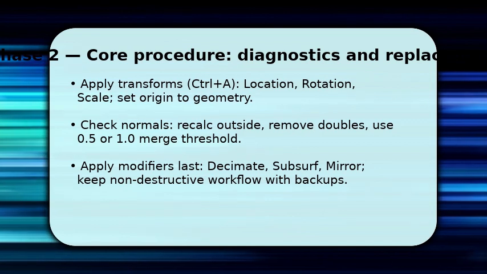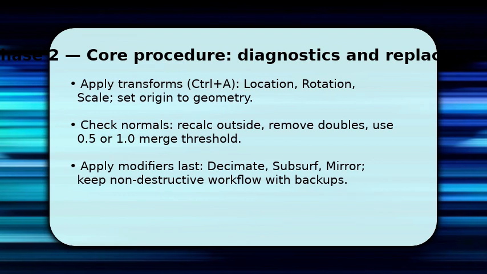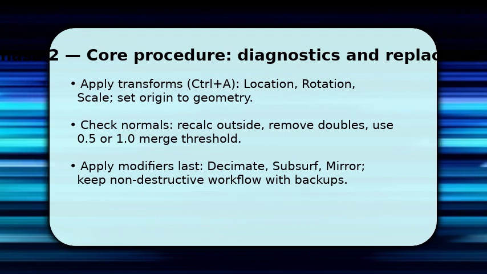Next, examine modifiers. Keep them non-applied until you need final geometry. Apply mirror or subsurf only when finalizing. Finally, set object origins logically and parent hierarchies cleanly so rigs and constraints behave predictably.